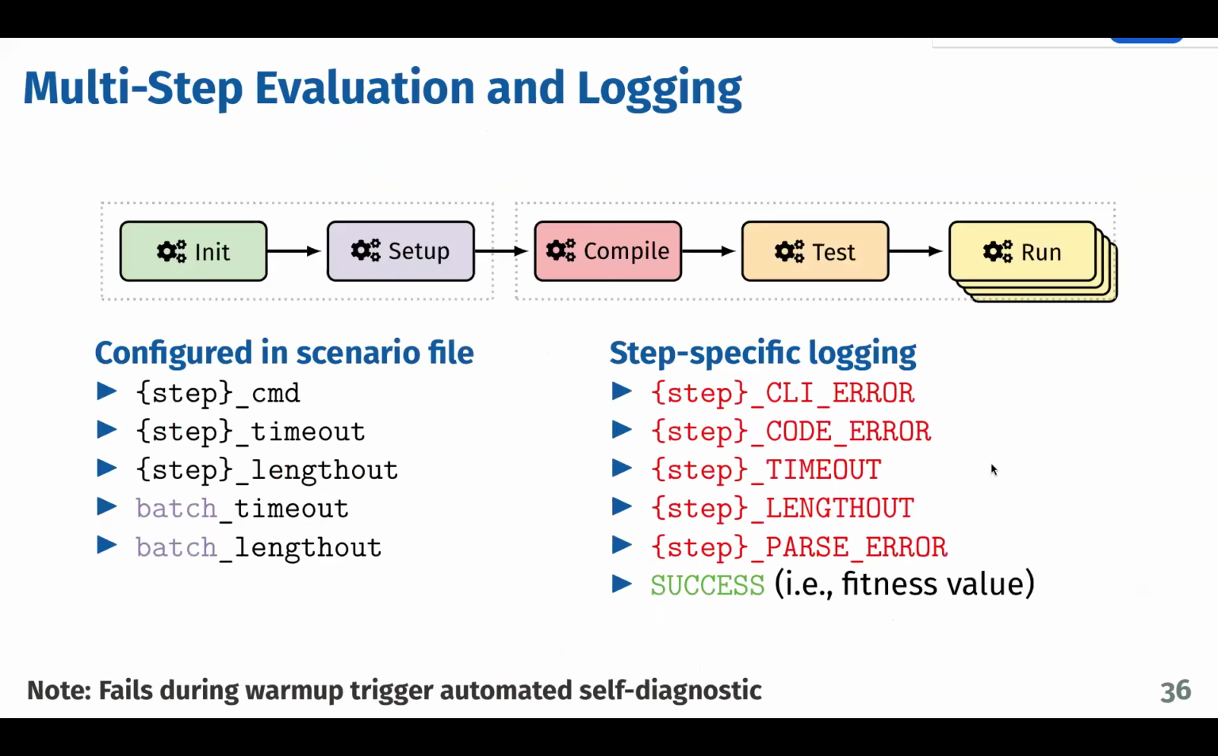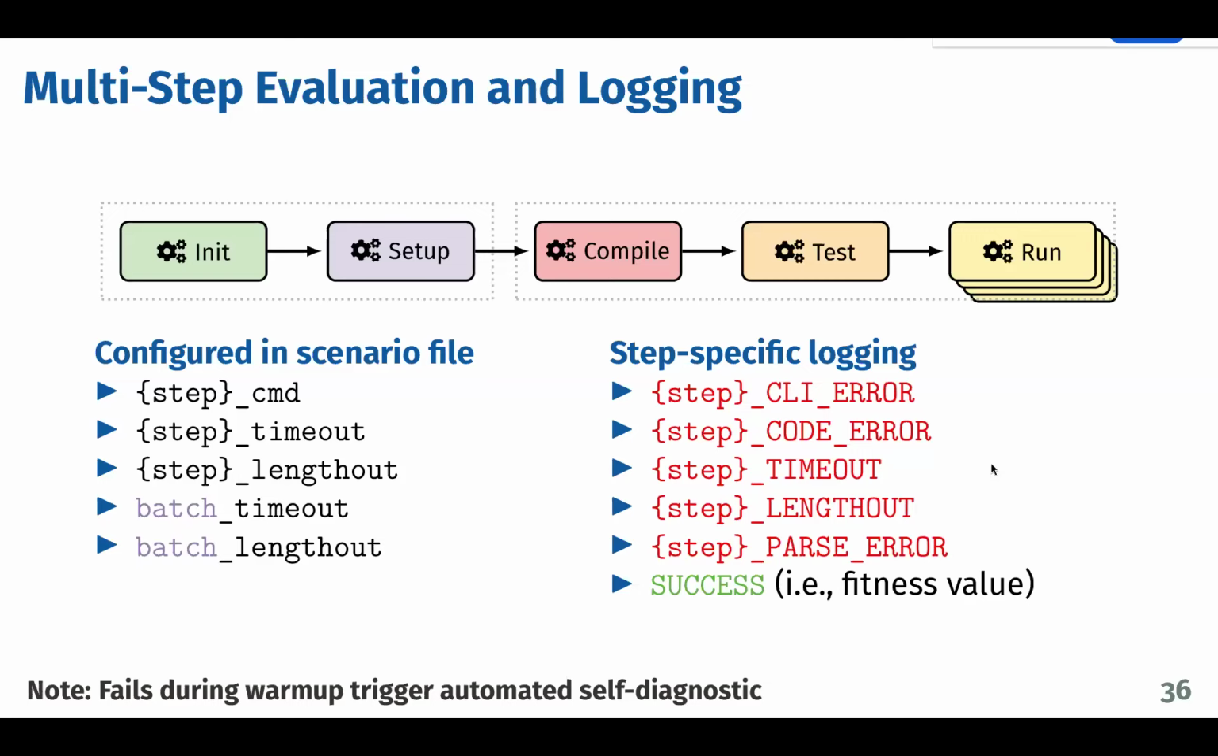So we have 5 steps. Every step can have issues. For example, it failed to run the command. The command crashed. The command took too long. The command generated too much output, or we weren't able to find the fitness value in the output. And if everything goes fine, we have success on a fitness value.